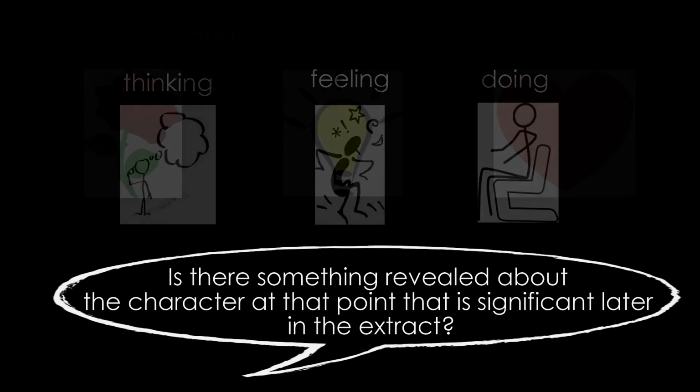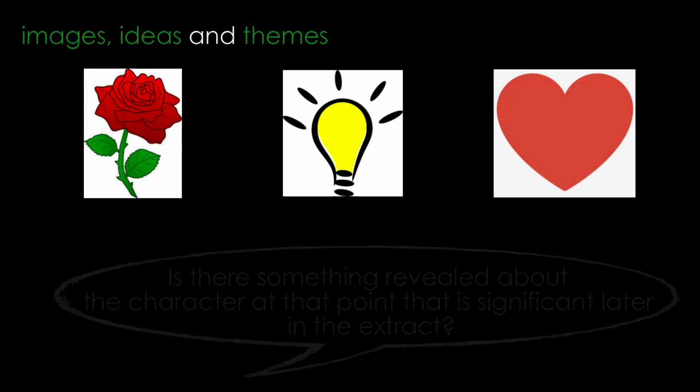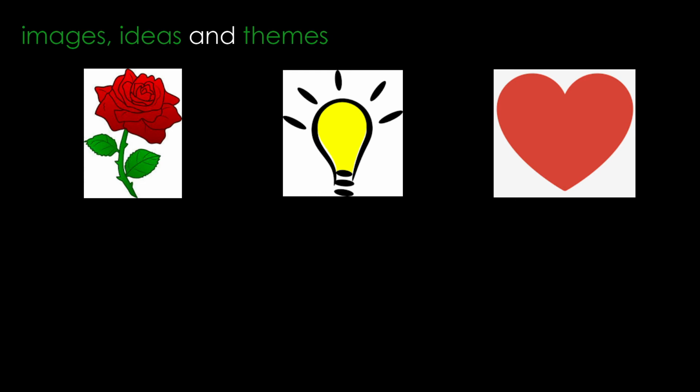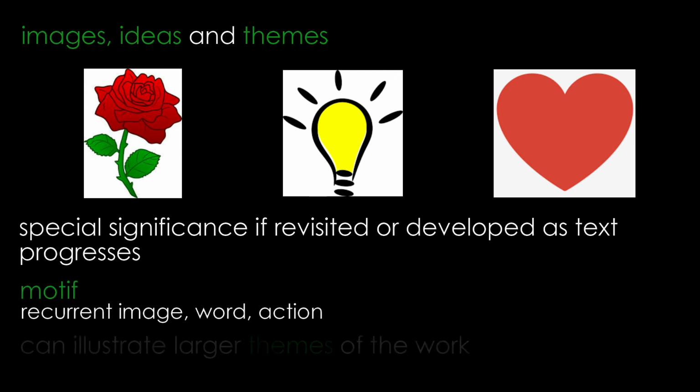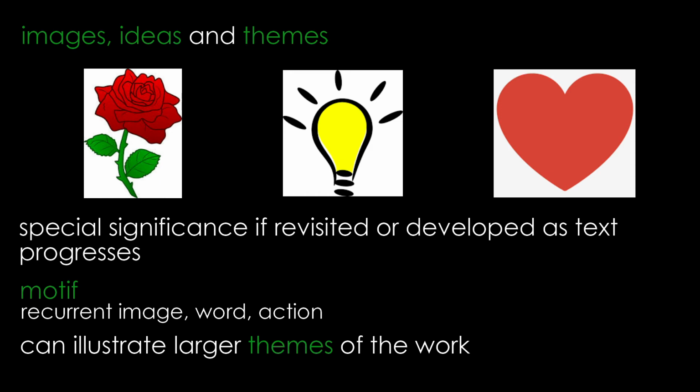Writers can introduce images, ideas and themes. Images and ideas can take on special significance if they are revisited and or developed as the text progresses. A recurrent image, word or action is called a motif and can help to illustrate the larger themes of the work.